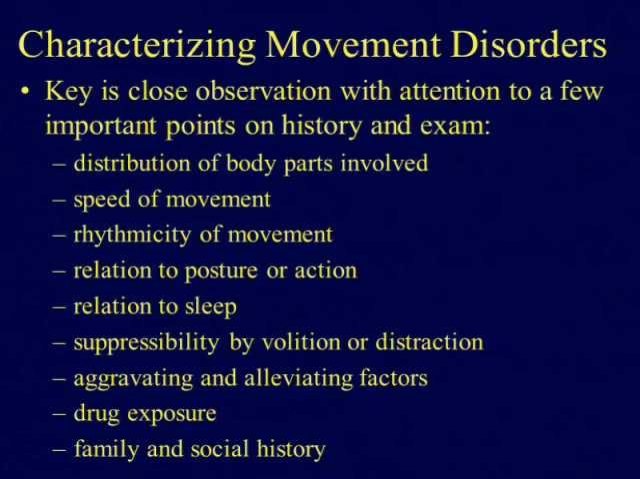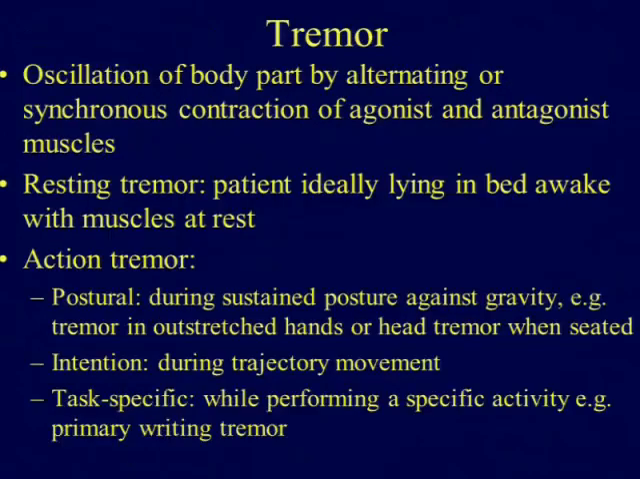Drug exposure is very important. As you know, neuroleptics can cause tardive dyskinesia, they can cause acute dystonic reactions, and so on. Always do ask about family history when it comes to essential tremor and Huntington's disease, and social history as well, because you need that for psychogenicity, and for social stresses that are bringing on tic disorder and psychogenic movement disorders. Those are all important questions to ask.